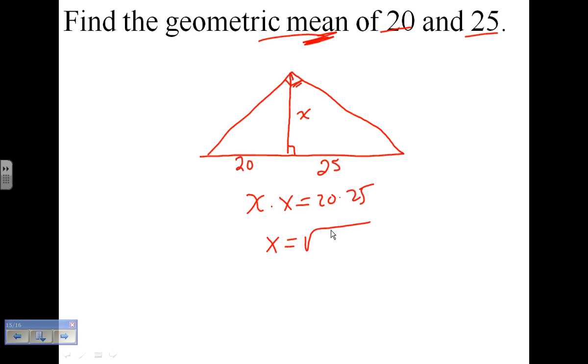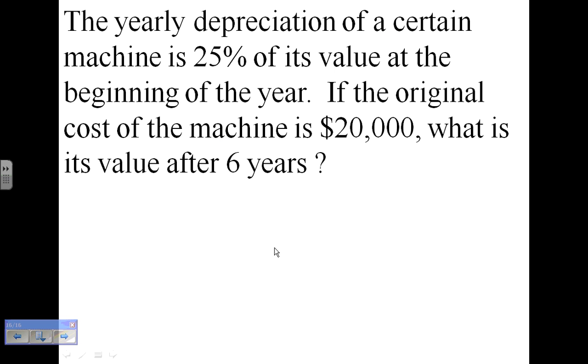So you've got the square root of 500, is that right? 25 times 20, 500. Then if you want, you can rationalize that. So it's going to be 10 square roots of 5, okay? 100 times 5, so it's the square root of 100. Excellent.